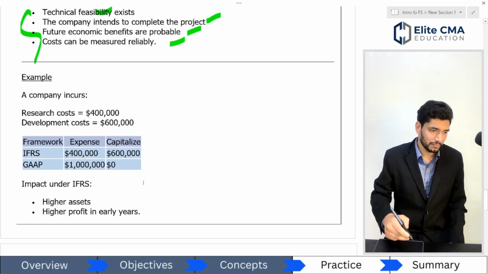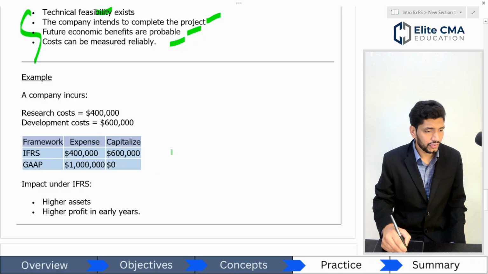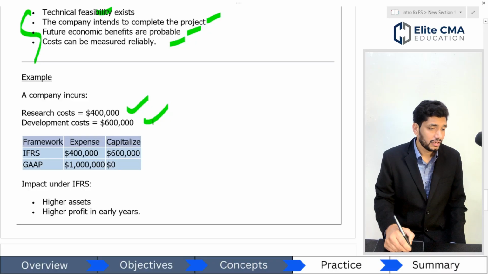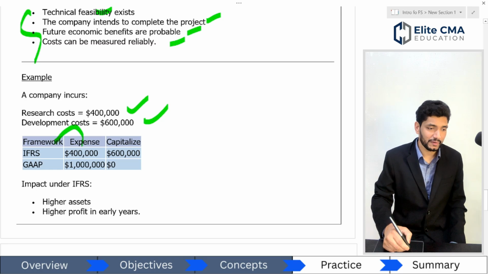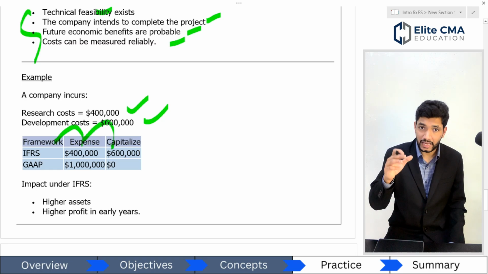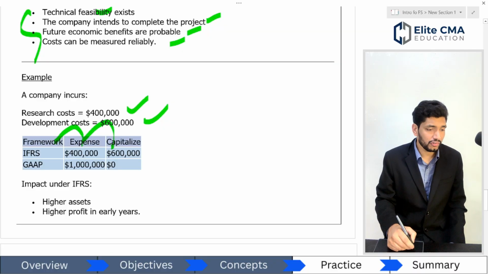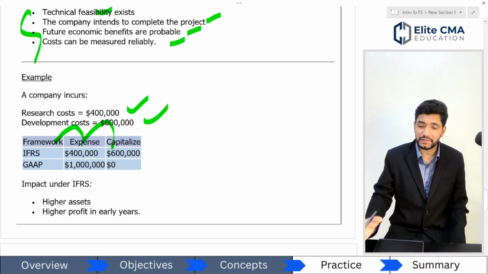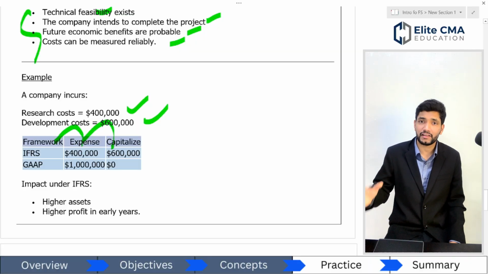Let's look into this example. If a company incurs research cost of 400,000 and development cost of 600,000, in the IFRS framework, 400 is treated as expense and development cost 600 can be capitalized. But in US GAAP, the whole 400 plus 600, that is 1 million, has to be expensed. There is no scope for capitalization of development and research expenses.